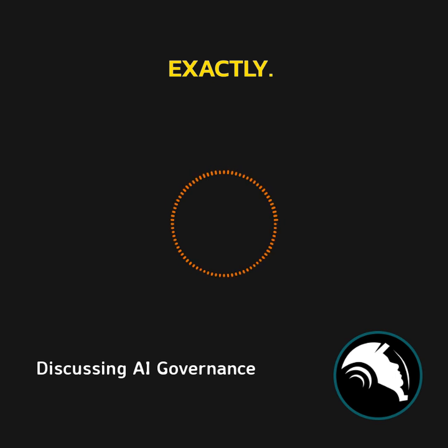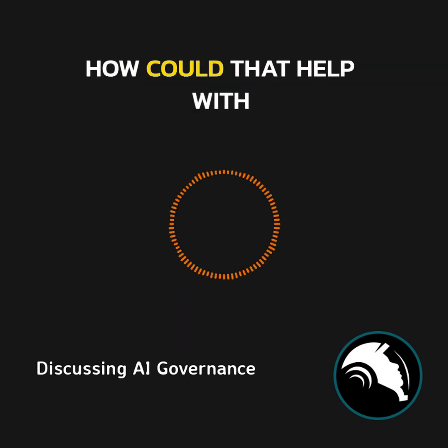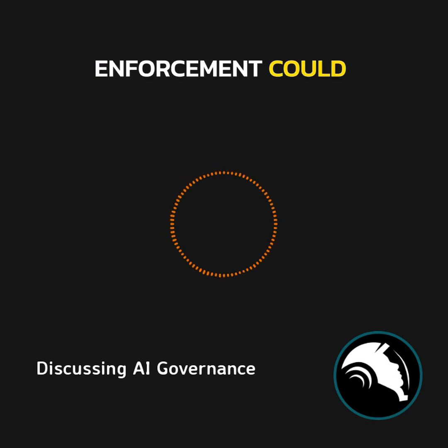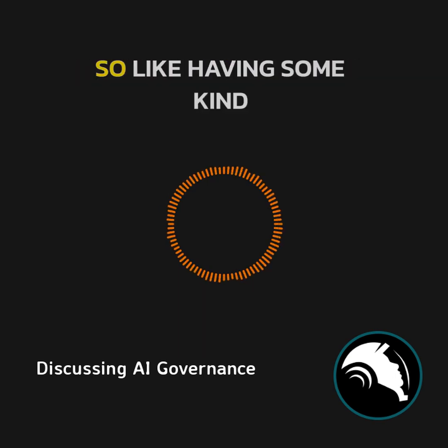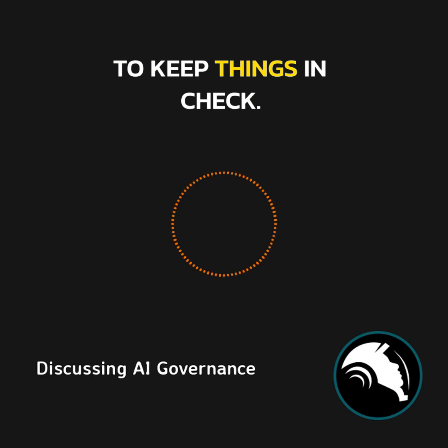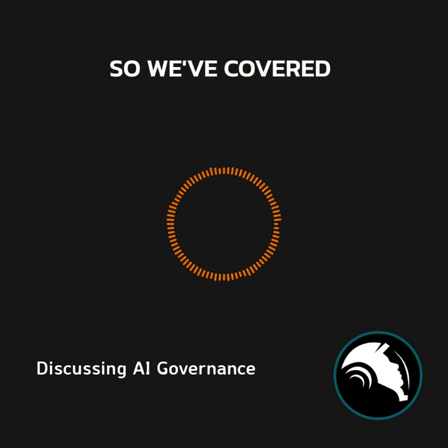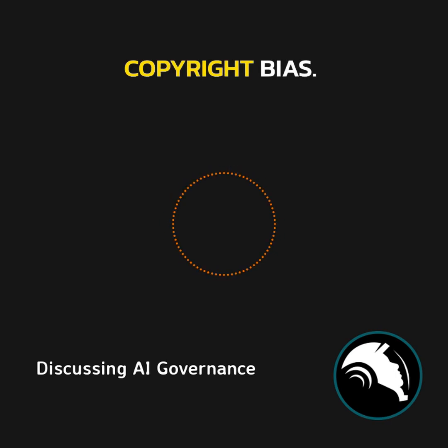Yeah, exactly. Okay. And what about enforcement? How could that help with bias? Well, enforcement could involve establishing clear guidelines for data quality, and we could actually audit these AI systems to make sure they're not exhibiting bias in their output. Oh, okay. So like having some kind of checks and balances to keep things in check. Exactly. Okay. So we've covered misinformation, copyright, bias. There's more, right? Oh, yeah.